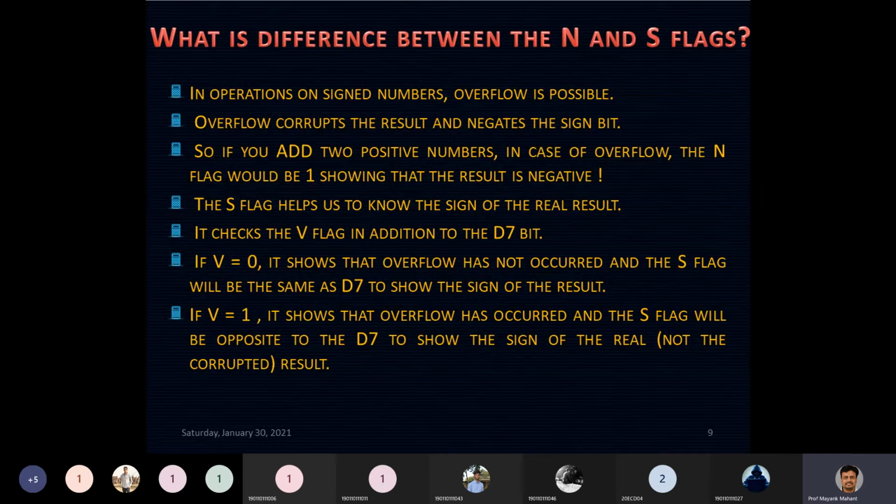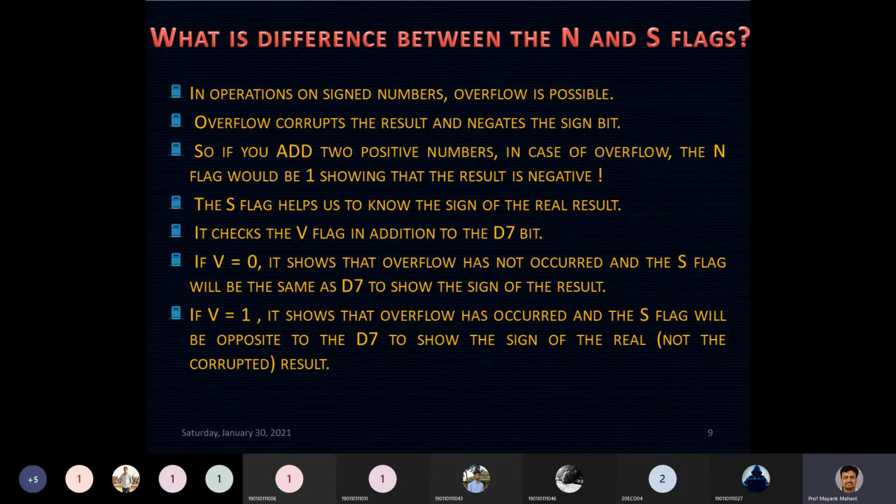Let me revise the same thing once again. Whenever you are dealing with signed numbers, there can be a problem of overflow, and to indicate an overflow problem we have the V flag. So whenever the V flag is raised, the sign is not reflected by the N flag, but the sign of the correct result is reflected by the S flag of your AVR. So these are the things.